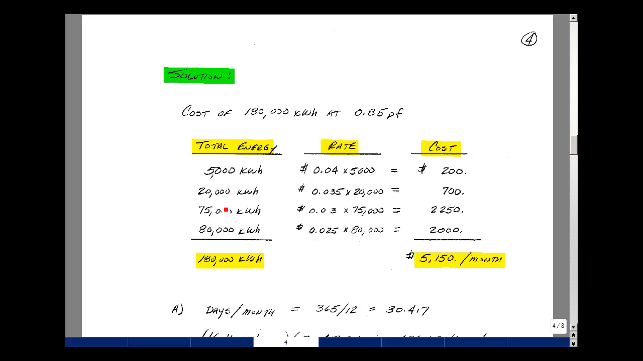The next rate's for 20,000 kilowatt hours, and we're paying 3.5 cents for that, so it's going to cost $700. And then the next 75,000 kilowatt hours, we're paying 3 cents. Multiply that times this, and I get $2,250. The sum of this is 100,000, so we have 80,000 left over in our consumption, and so we're going to be paying 2.5 cents for that, and that's going to cost $2,000. So if we had a 0.85 power factor, we'd be paying $5,150 per month.